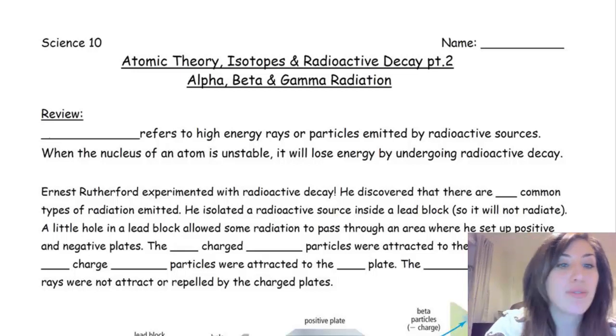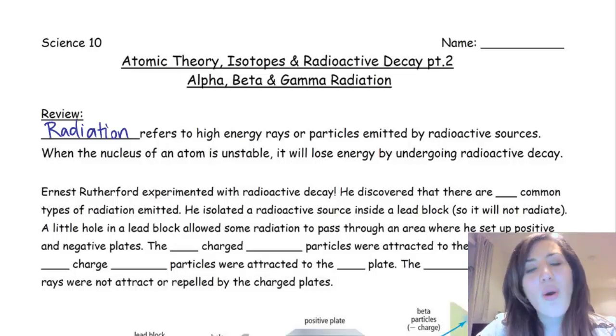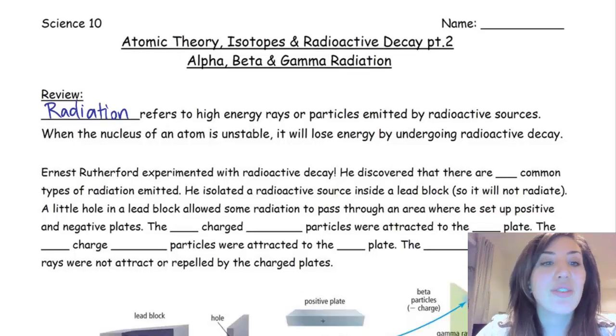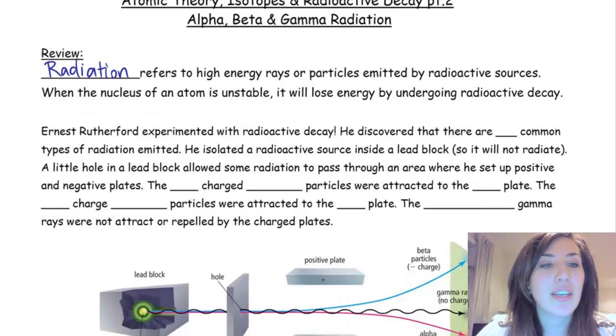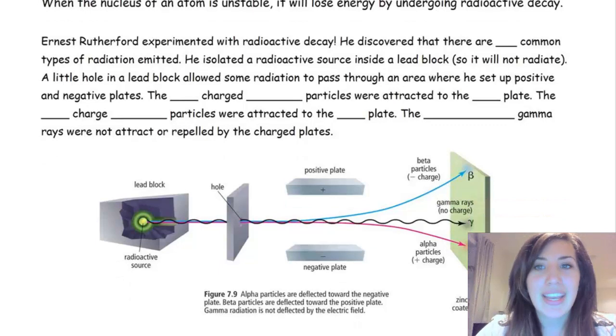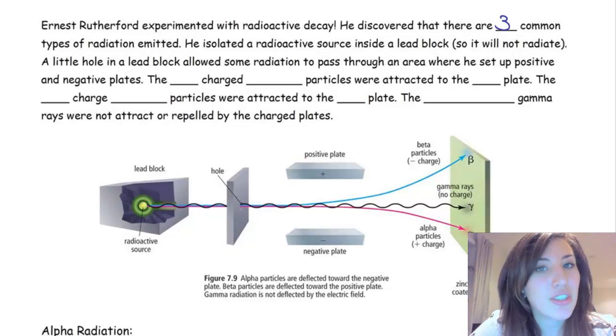So we've already talked about radiation. Radiation refers to high energy rays or particles emitted by a radioactive source. When the nucleus of an atom is unstable, it will undergo radioactive decay. Ernest Rutherford experimented with radioactive decay. He discovered that there are 3 common types of radiation emitted.